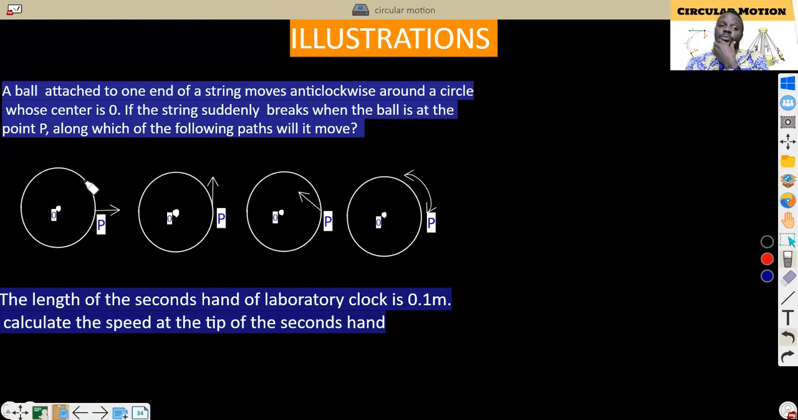Of a circular move? It's always going to be a tangent. This is tangent. This is not tangent. This is not tangent. So the answer to this is P, and that is the question.